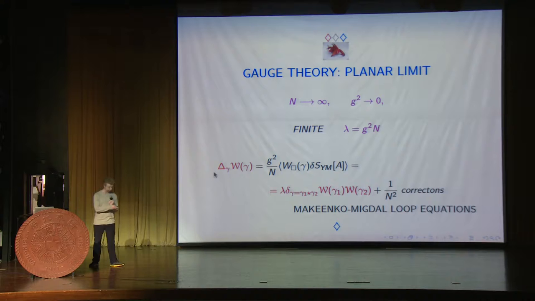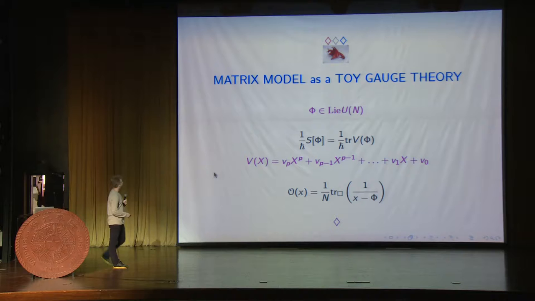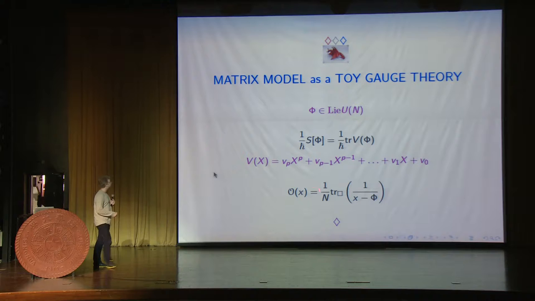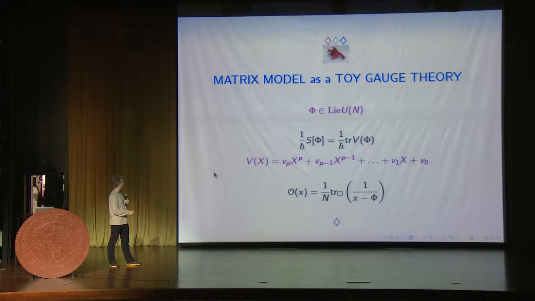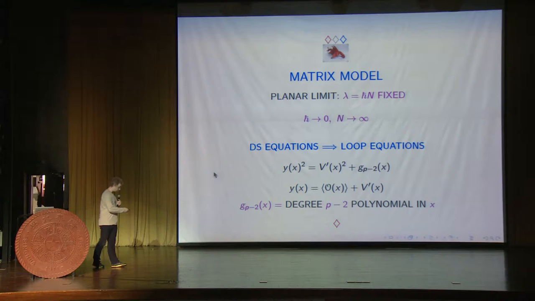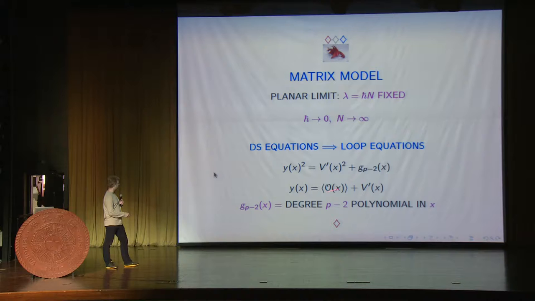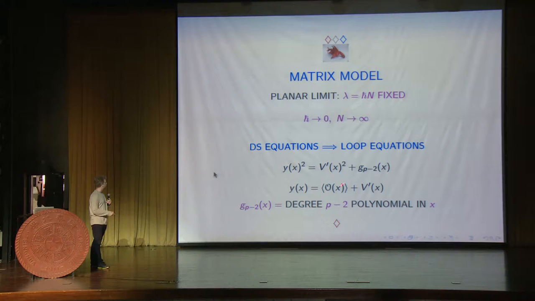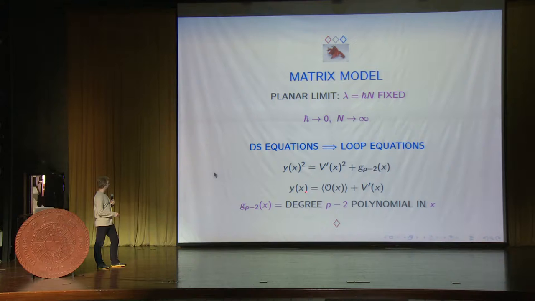And in the toy model of gauge theory, the matrix model, just a matrix integral, a more familiar, better studied case because here it's essentially solvable, instead of the Wilson loop, you use the resolvent of the matrix, trace of 1 over x minus phi. Phi is the matrix you are integrating over, and x is just an auxiliary variable. So this observable as a function of x has poles at the positions of the eigenvalues of the matrix. But if you take the sum of the expectation value of this observable and the derivative of the potential and take a square, then the Dyson-Schwinger equations of the matrix model, also known as loop equations, state that the square of this function is actually a polynomial in x, has no singularities.